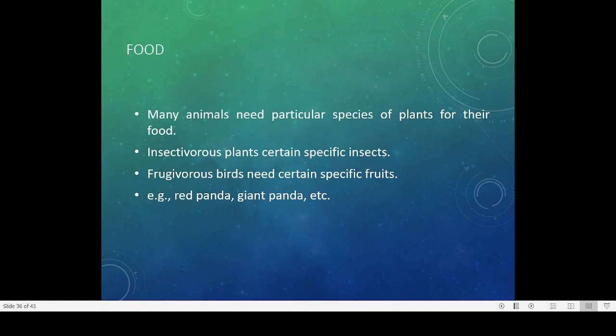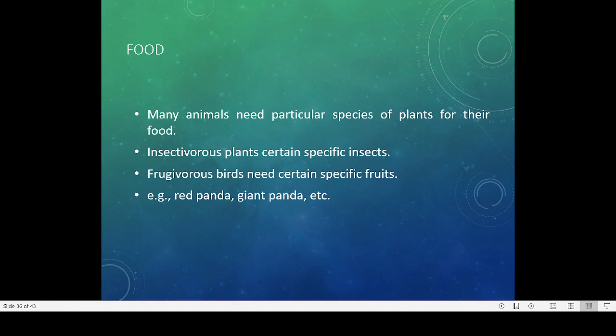Insectivorous plants need certain specific insects. Frugivorous birds need certain specific fruits. Rewrite the sentence: insectivorous plants need certain specific insects. Then the word "need" is missing.